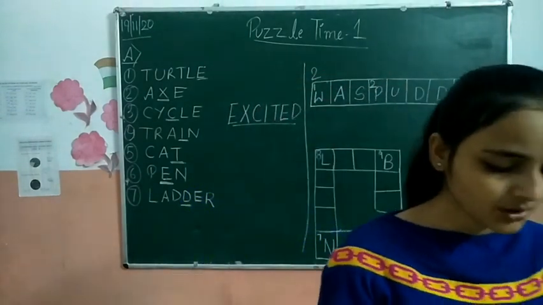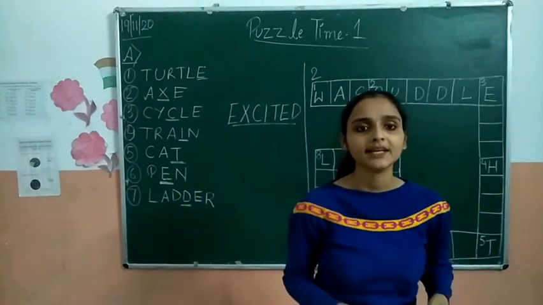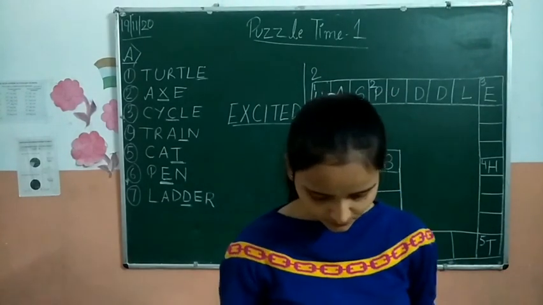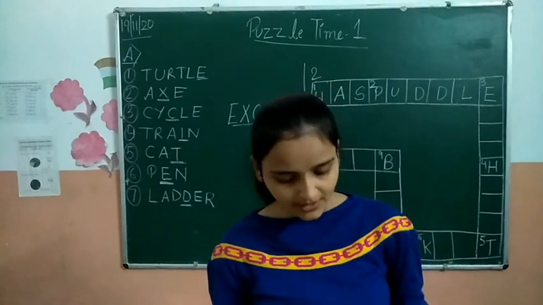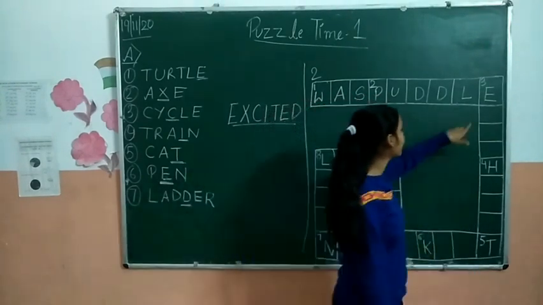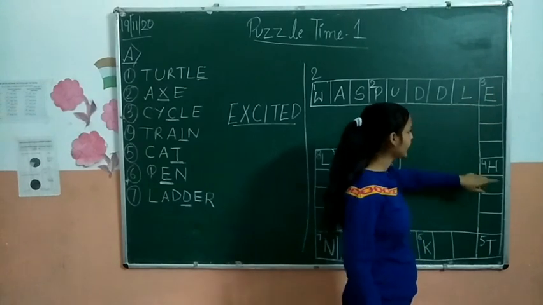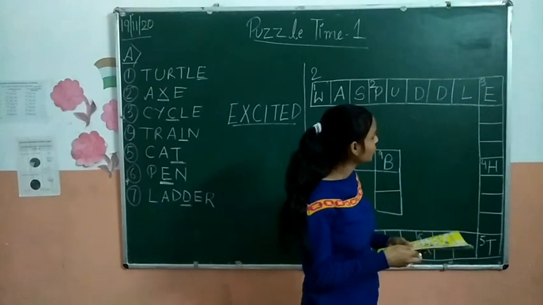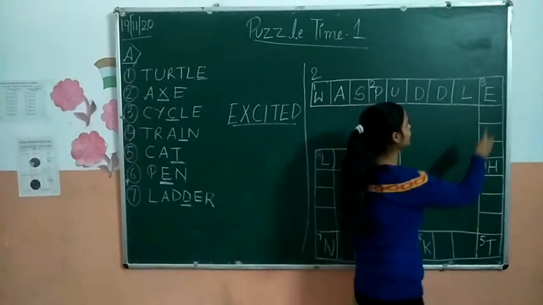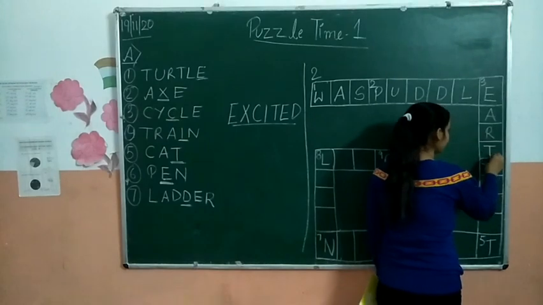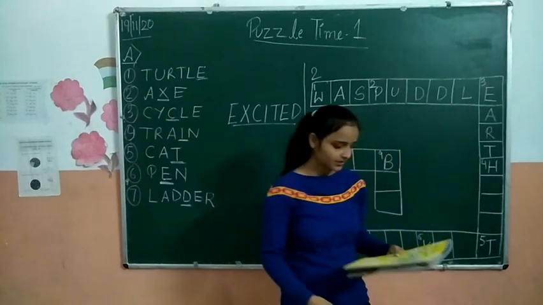The planet on which we live is called Earth. Name the planet in which we live. It is called Earth. It starts with E and ends with H. So it is called Earth. E-A-R-T-H. Okay.